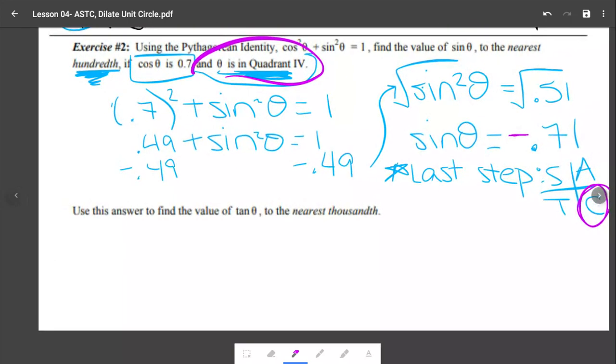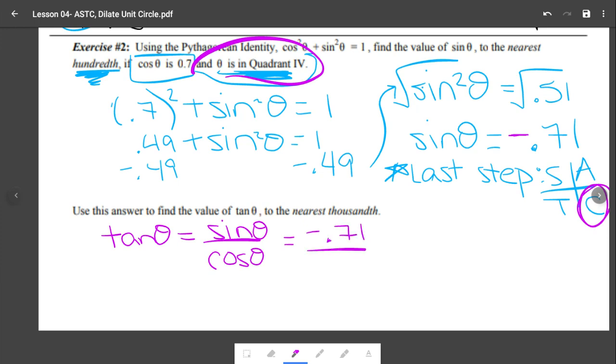So now next part, use this answer to find the value of tangent theta to the nearest thousandth. Tangent theta, remember, is sine divided by cosine. So we're going to take our answers here. Sine is negative 0.71 divided by cosine. The original cosine was 0.7. So dividing and rounding to the nearest thousandth, you should get negative 1.014.